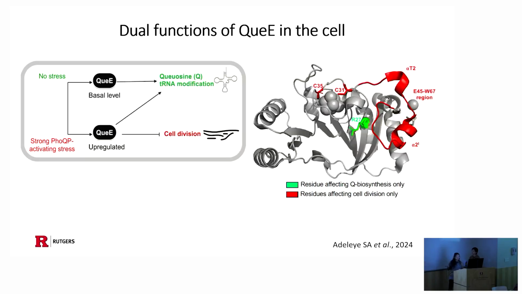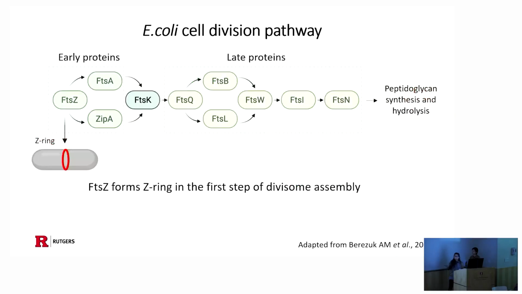And further, I would like to talk a little bit more about the E. coli cell division pathway. This is a highly organized process that involves 3 different stages: the early stage, the mid stage, and the late stage of the proteins. We know that FtsZ is the first protein that is recruited sequentially to the site of cell division, which is known as the Z ring, and then subsequent proteins follow and are recruited to this site of cell division.